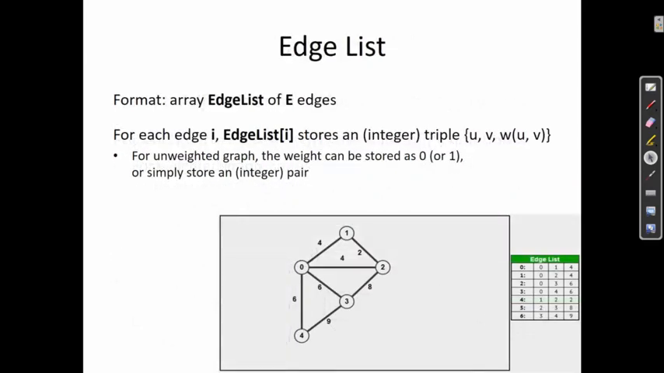So that's the second graph data structure. This is the last graph data structure, which is the edge list. Edge list is very simple. It's just an array that stores all the E edges in your graph. It's a very simple data structure. For each edge, I will store an integer triple, u, v, and the weight of the edge that connects u to v. For an unweighted graph, the weight will just be 0 or 1.